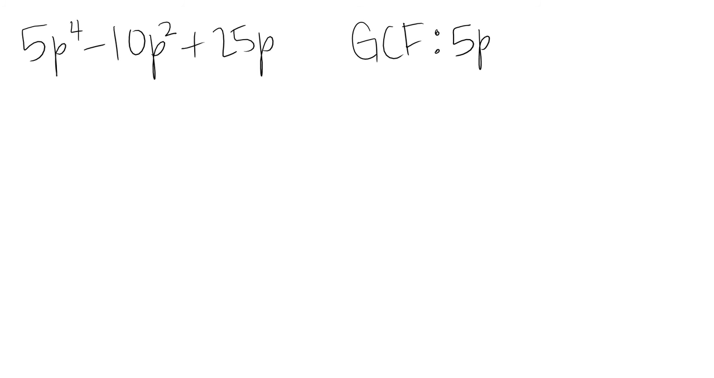My hint to you on that would be that the variable that they have in common is always going to be the one with the smallest exponent. So now step 2 is to actually factor out 5p from this polynomial.